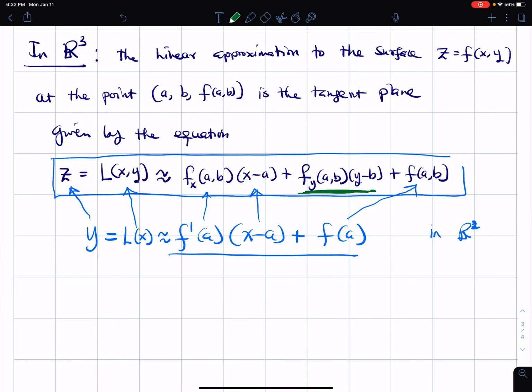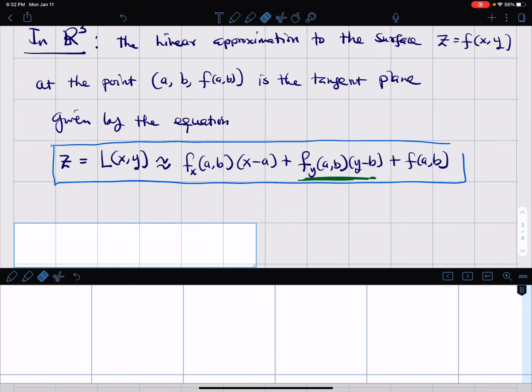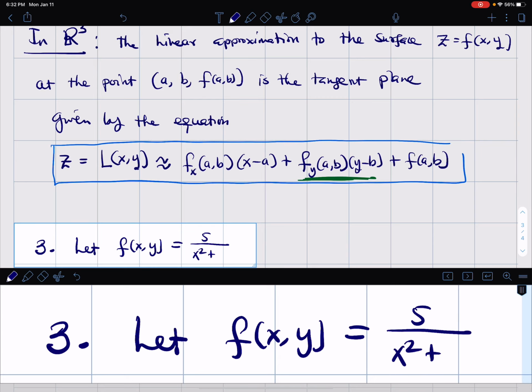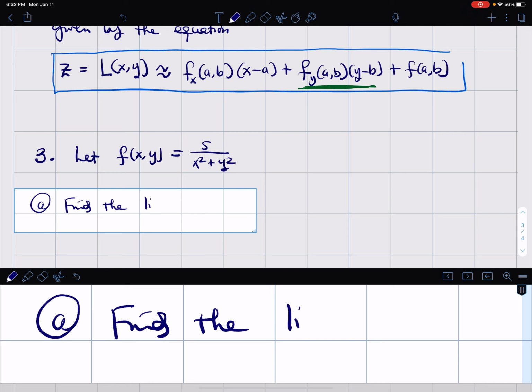Okay, so I'm going to keep this clean by erasing this. All right, so now let's look for a nice example to wrap it up with. Call this example 3. Let f of xy be equal to 5 over x squared plus y squared. All right. We want to find the linear approximation.